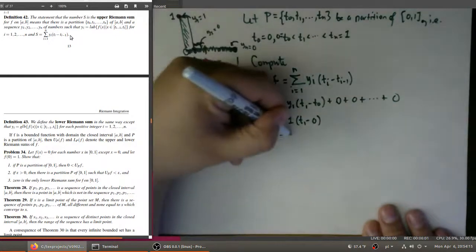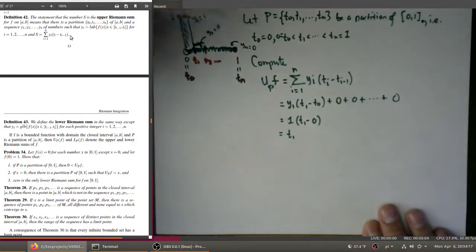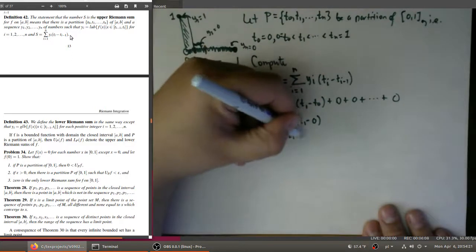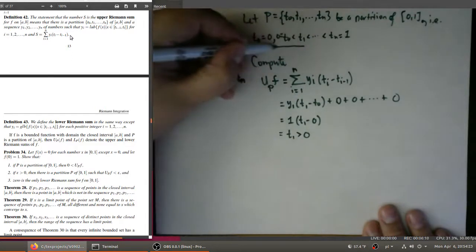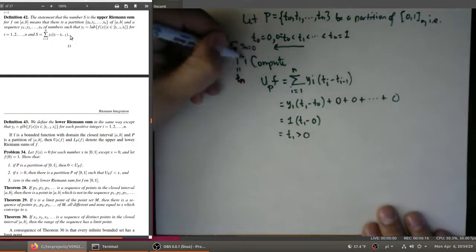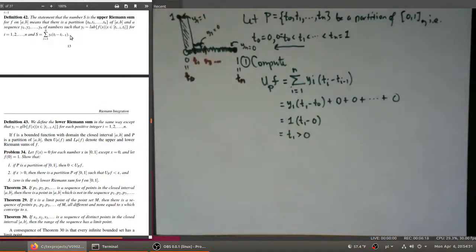So this value is t1. But t1, by definition of a partition, is positive. I mean, reading this right to left, it says that t1 is greater than 0. And that concludes number 1, right? Problem number 1 in problem 34 says just show that this upper Riemann sum over any partition is positive, and we just did that.